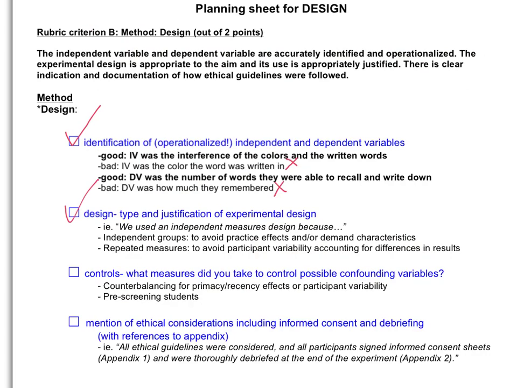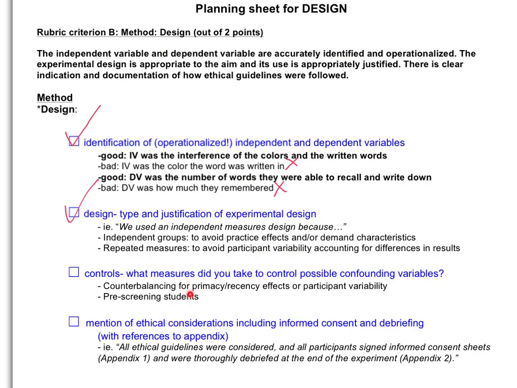So we test one class in the morning and one class in the afternoon. You don't want the timing to be a confounding variable, so you test half the morning group with one of the conditions and the other half of the morning group with the other condition, and then do the same thing with your afternoon group.